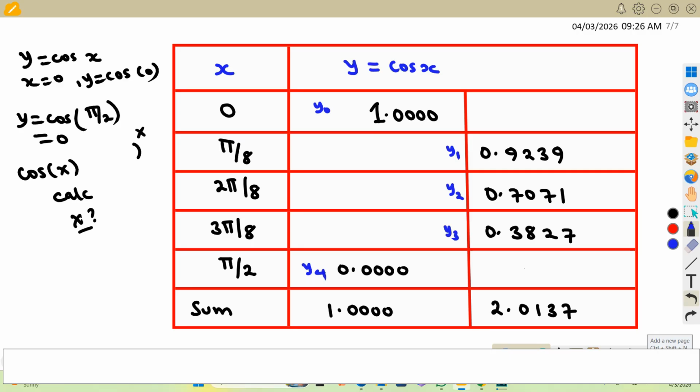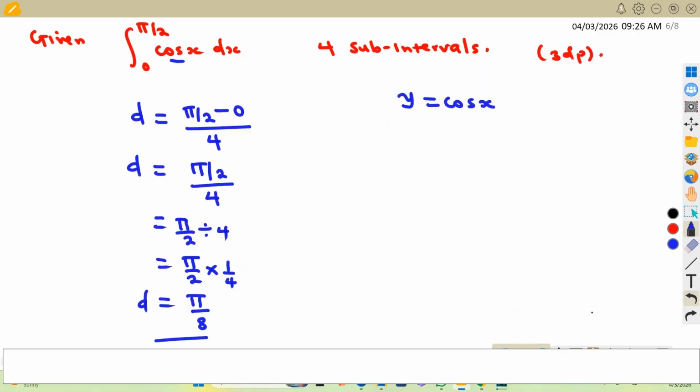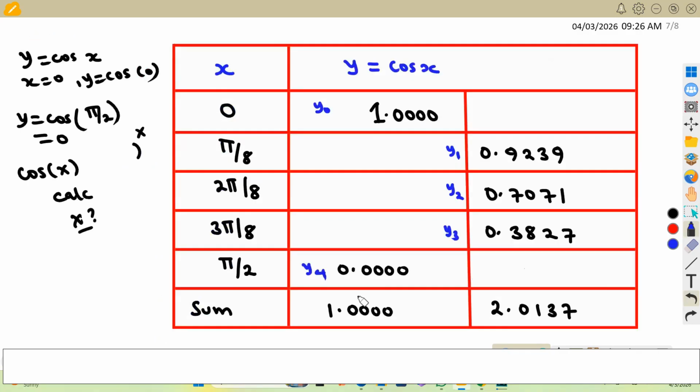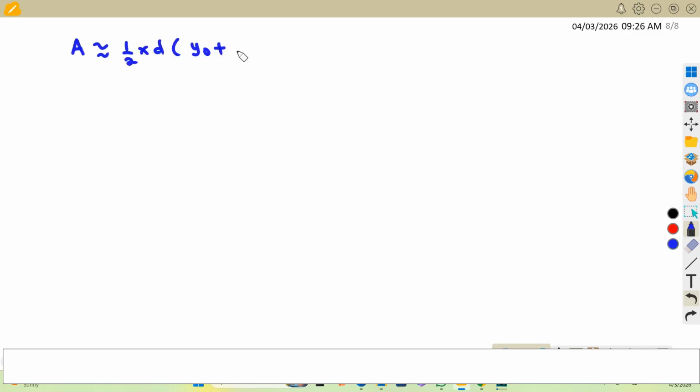So next, let us now substitute in the expression for the area. The trapezium rule says this is a half times d into y naught plus up to y4. So that is y0 and y4. Then the others, you multiply them by 2: y1 plus y2 plus y3.